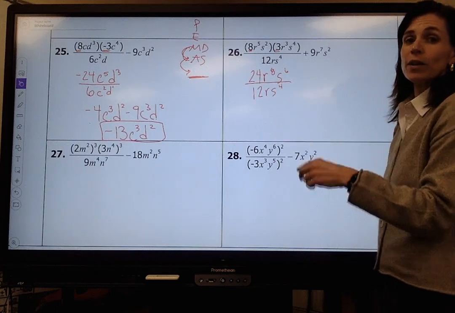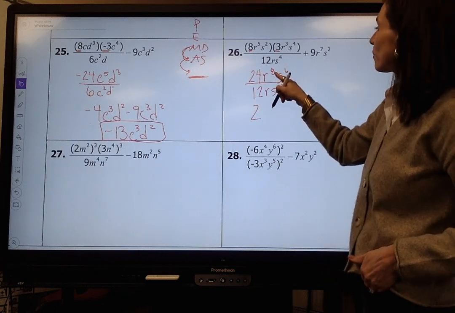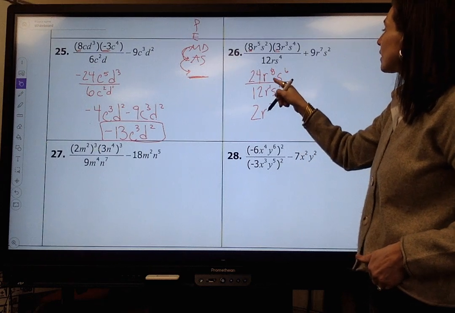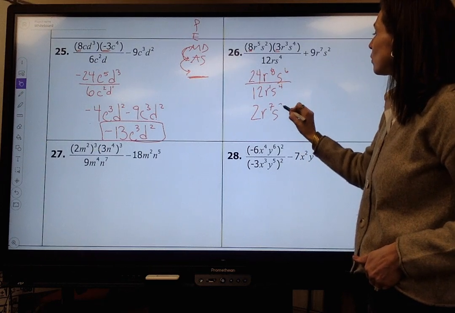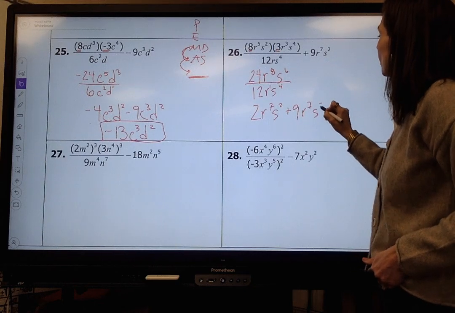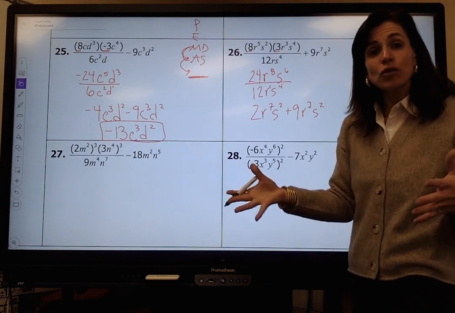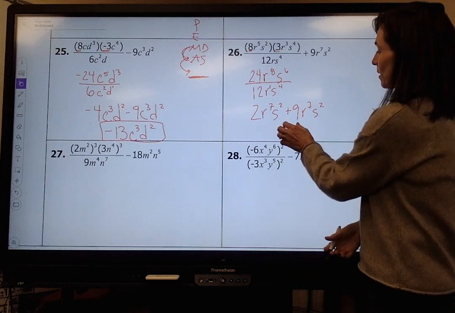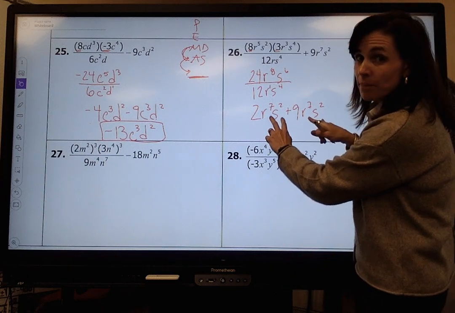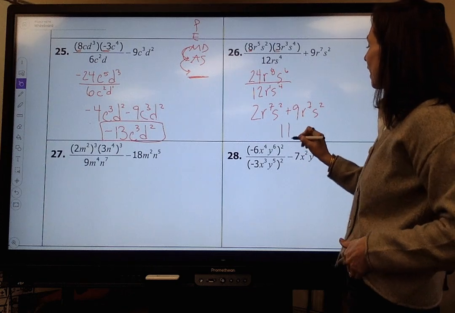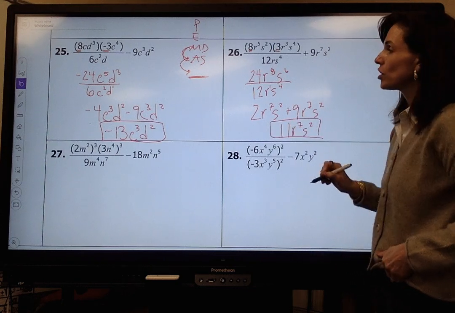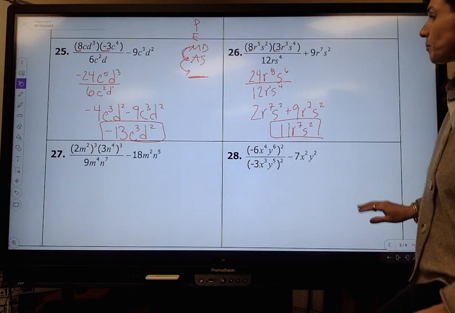Now, 24 divided by 12 is 2. I subtract my exponents. 8 minus 1 is r to the 7th. 6 minus 3 is s squared. And then you bring down this guy. And before you do it, you have to ask yourself, are you allowed to combine these terms? Well, yes. R to the 7th, s squared is exactly the same. So my coefficients add, and my exponents do nothing. You cannot change them when you're adding and subtracting.